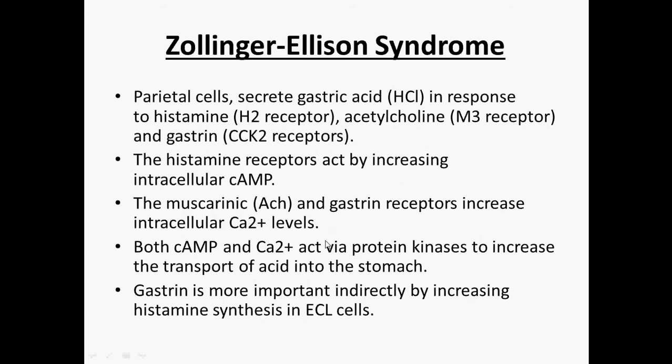And these are some other ways that gastrin is released.